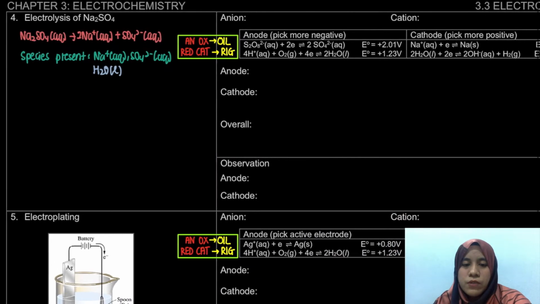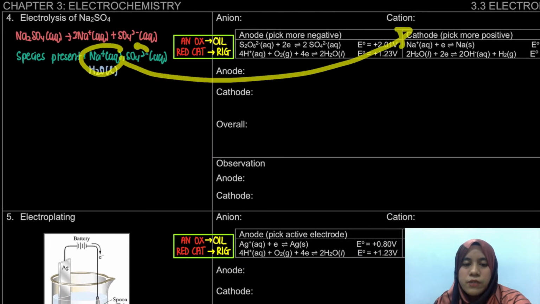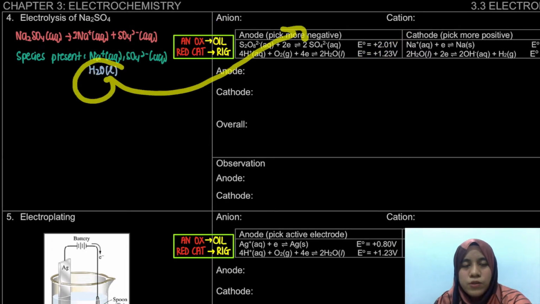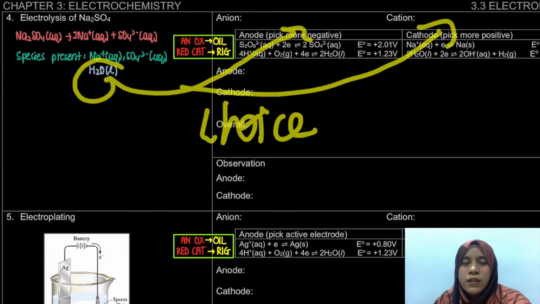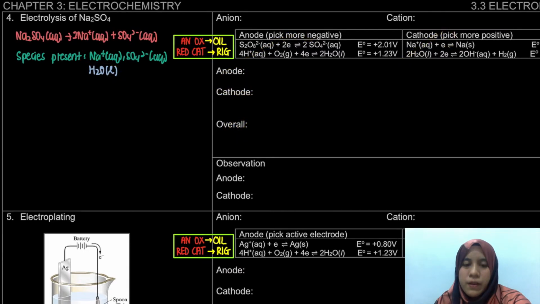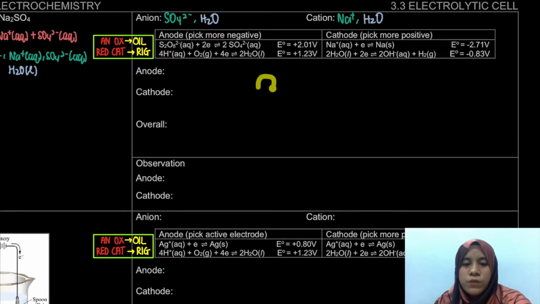For the case of anion and cation, I'm just going to write them down. And for water, even though it's not an anion or cation, I'm also going to write it down so you can see the choices that we have. Then it will be easier for you to choose which will be oxidized or reduced. So which one will be chosen?